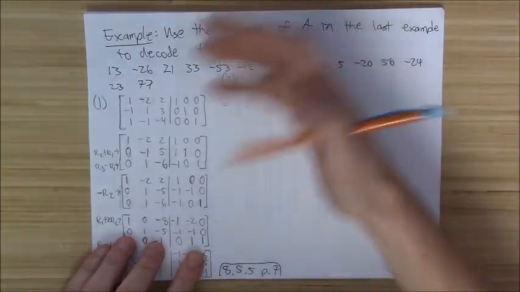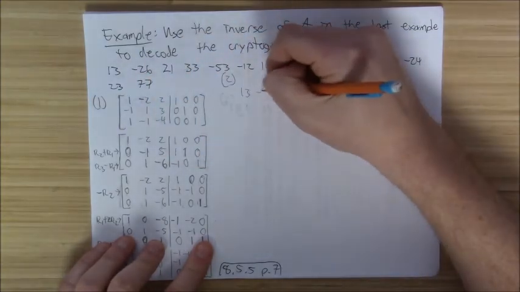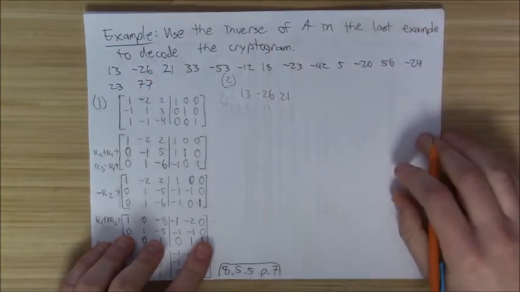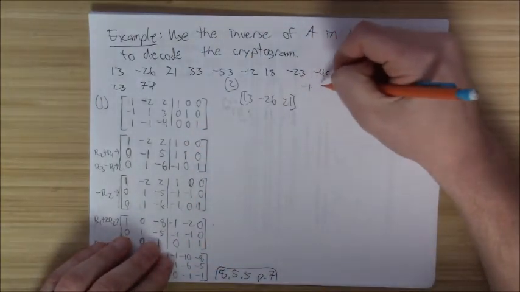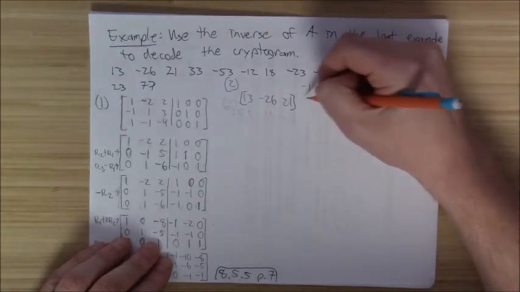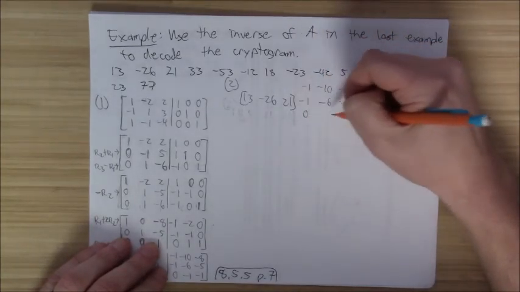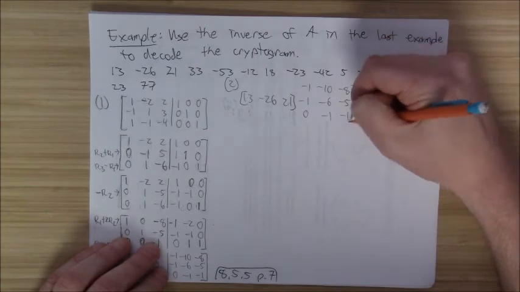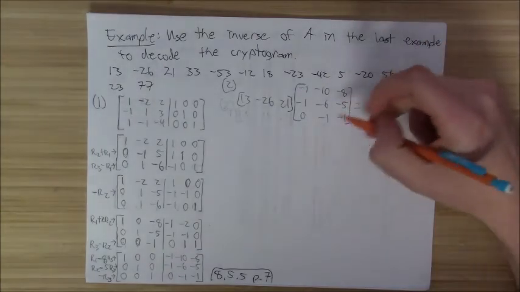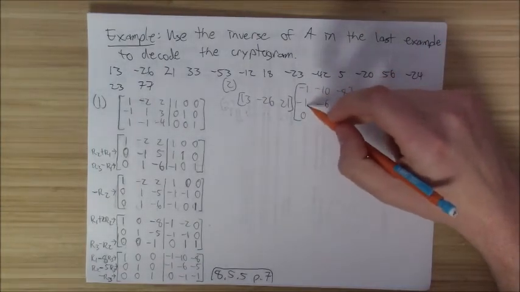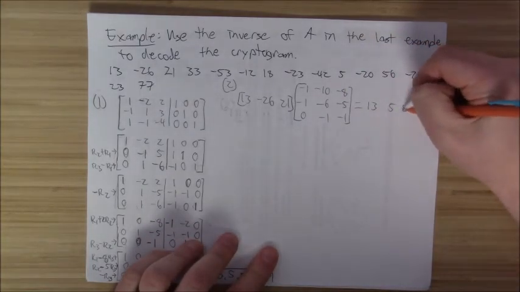Namely, that's our second step. So we would need to take this matrix, 13, -26, 21, and feed that through the inverse, which is -1, -10, -8, -1, -6, -5, and 0, -1, -1. Doing so, we would end up doing all the row by column nonsense. We'd have -13 plus 26, so 13, and similarly continuing through, we get 5 and 5.